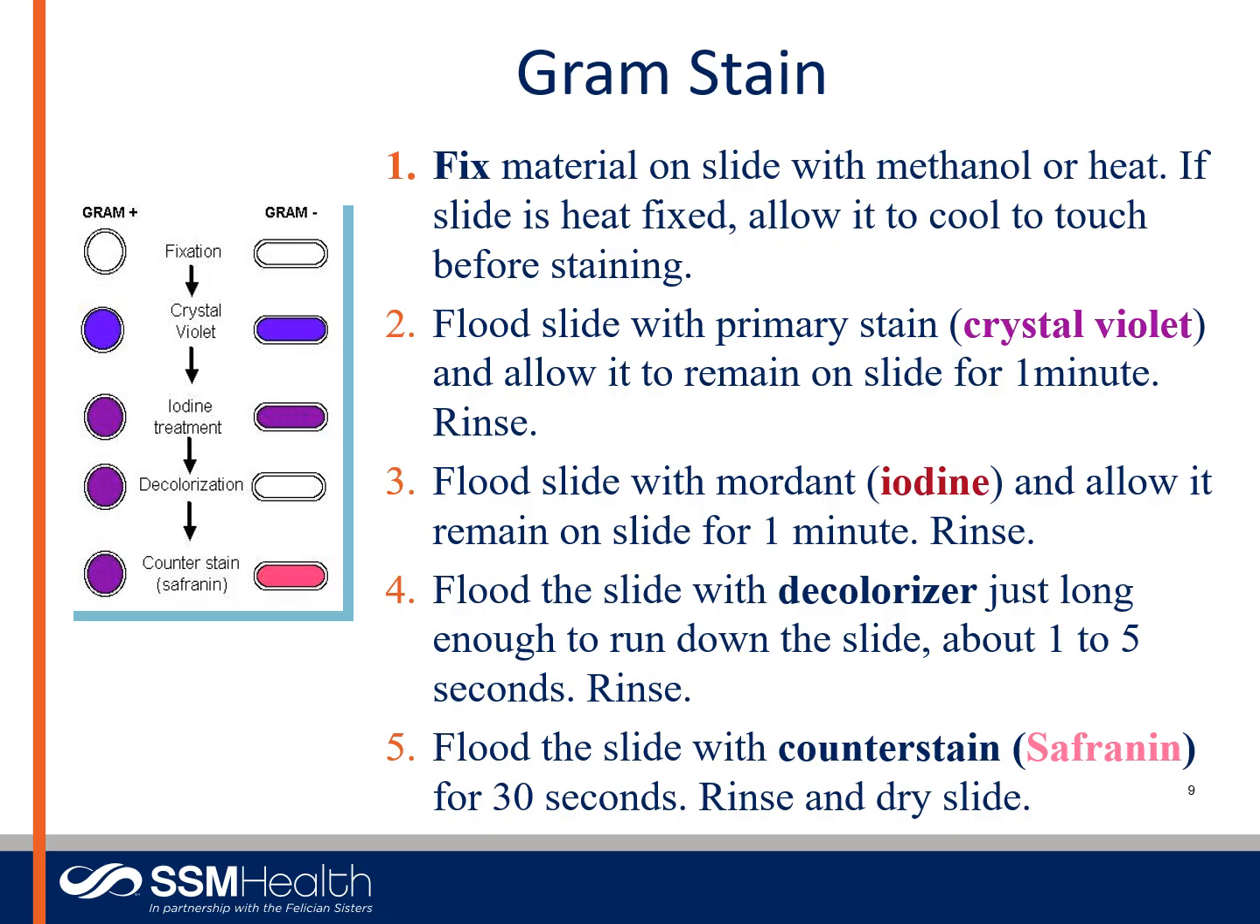Okay, so the first step, once again, we mentioned this, for all of our stain preps is to do some kind of fixation. So the material is fixed on the slide, and of course it's cooled to touch before staining. Then we flood the slide with crystal violet, which of course is purple, and it stays on the slide for 1 minute. So both your gram-positive and your gram-negative organisms are going to stain purple. Then you rinse it with tap water.